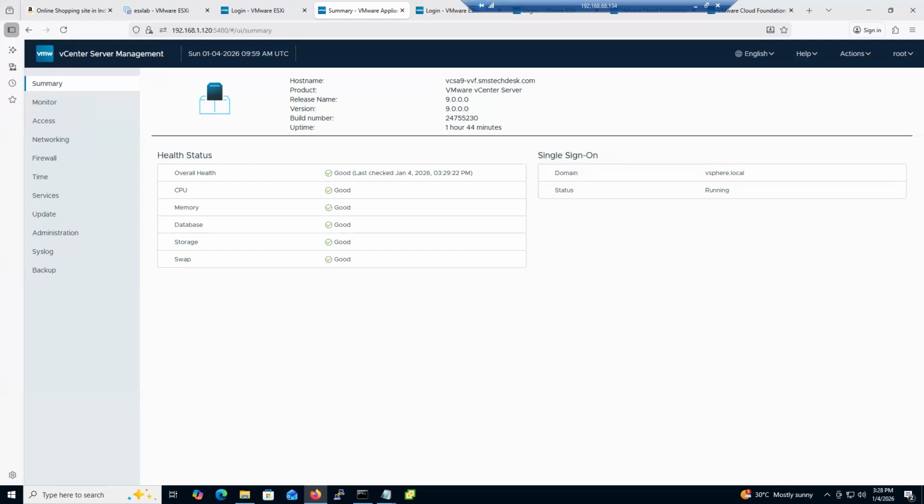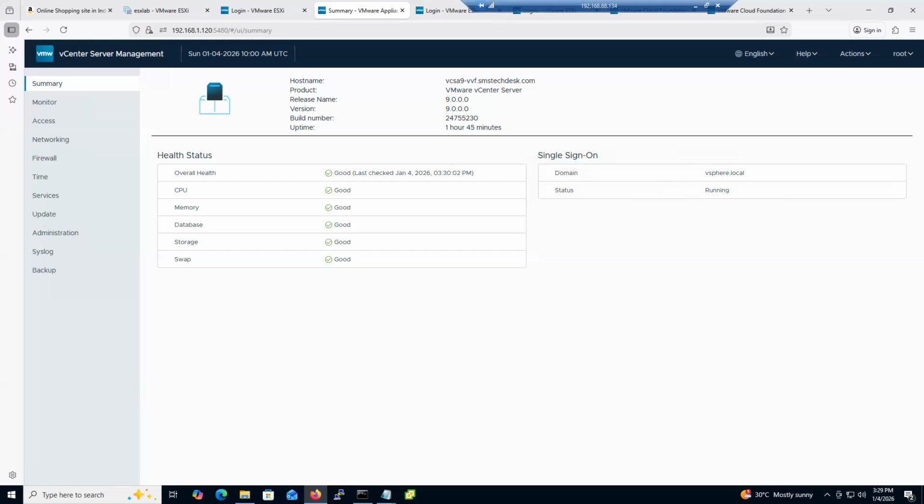Okay. Now on the right hand side, you can find single sign-on. So single sign-on tells us two things. Which domain, like our vSphere local domain, is configured. So here by default, vsphere.local is the name which we configured. Okay, it doesn't mean that we should always use vsphere.local. We can also use a different naming convention here. Okay, so since it is a lab, I just used vsphere.local. Okay, so as long as this status is running, this vsphere.local authentication is going to work.